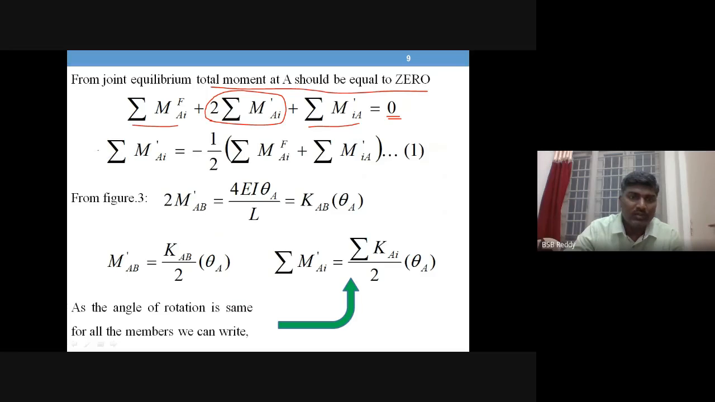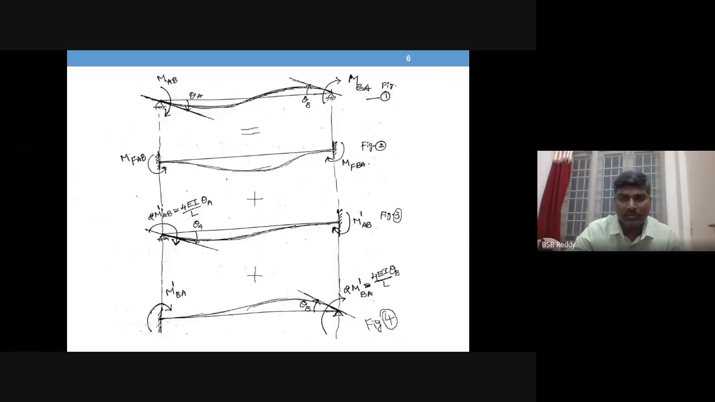The 2 is here, so if that also goes to the right hand side, it will become 1 by 2. It is 2 times actually, so 2 goes to the right hand side and that becomes 1 by 2. So I have just written straight away 1 by 2 times. This is the rotation contribution of the near end. Let this be equation 1. From figure 3, what is figure 3 earlier here?